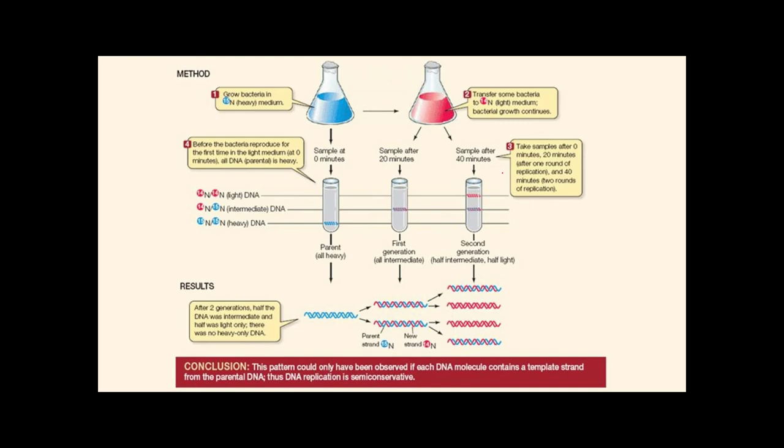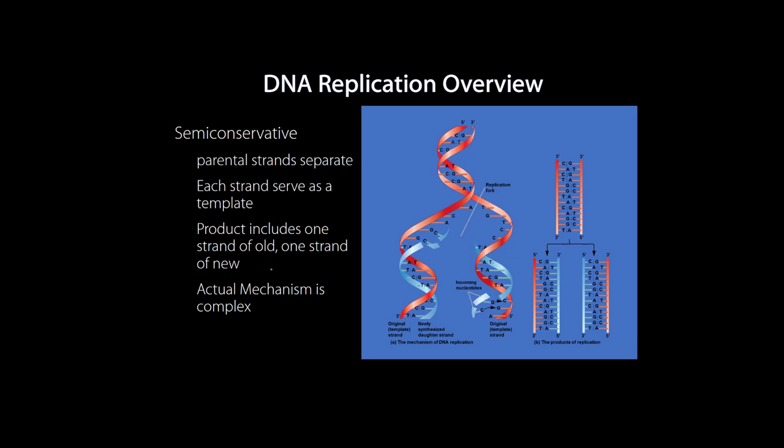So this is a very basic overview of semi-conservative DNA replication. We're going to go through this mechanism in a bit of detail, so let's do this iteratively. The first wave here will be just the basics. So the first step is the parent strands separate. All right, there's the unwinding of the double helix.